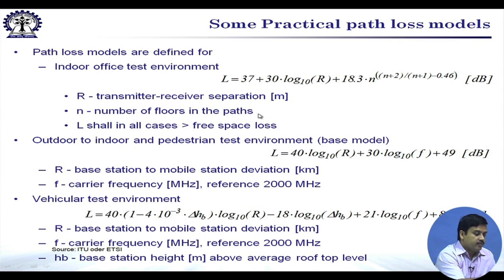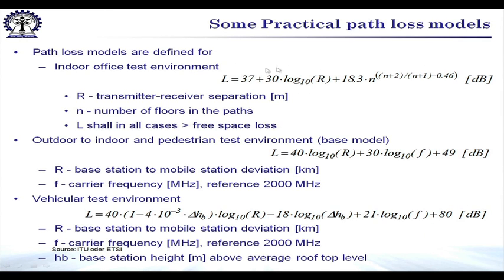N is the number of floors in the path. So, basically if the transmitter is on the first floor and the receiver is on the second floor, there would be a value of 1 for N. L in all cases would be greater than free space losses. So, the loss present here is of course much greater than free space loss. So, this is a complicated formula which is for the indoor office test environment.